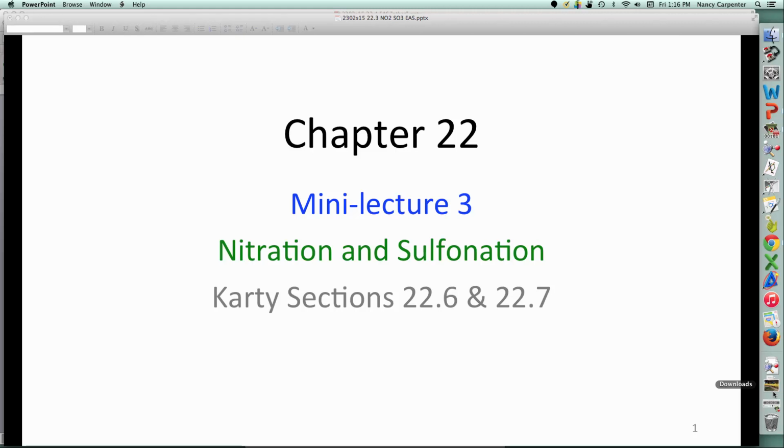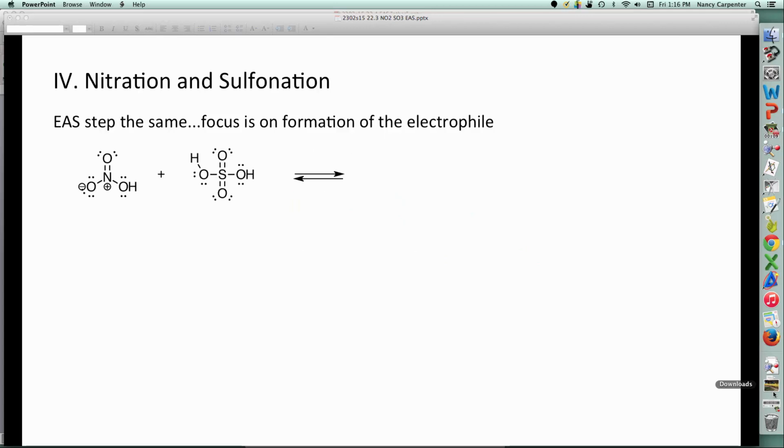So I'm going to try and set a new world's record on world's shortest mini lecture, because this is really well covered in the textbook. So we're just looking at nitration and sulfonation as our new electrophiles for electrophilic aromatic substitution, EAS.